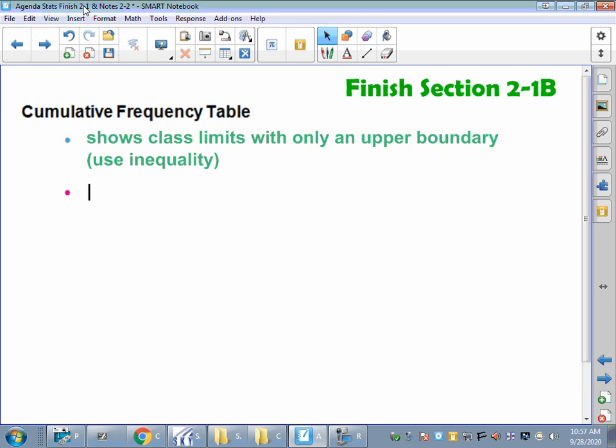This will be really short and sweet. Our class limits, when we make a cumulative table, become open-ended, because cumulative means we're adding, we're accumulating something.